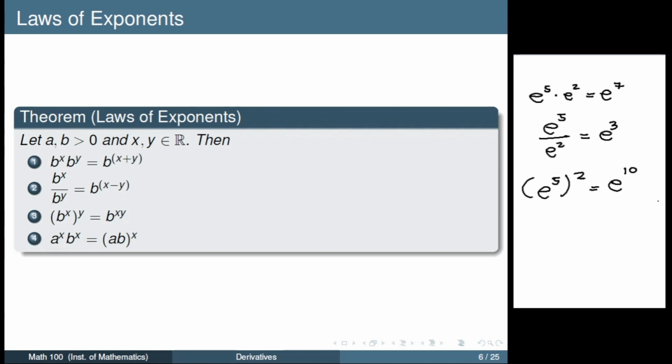Okay? And lastly, if you have a to the x times b to the x, same yung exponent nila, then you can combine them into a single exponent x, and yung base natin will just be the product of a and b. Then ganun din, no? If you have the product of a, b, at naka-raise yung both sa x, pwede mong ipasok yung x sa parenthesis by raising both a and b to x.